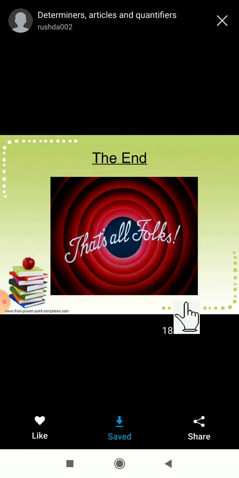So we explained all of these, and once again we took the revision. Hope you all understood. What you have to do is write down two examples of each determiner: article, then demonstrative, then possessive, and quantifier. You have to write two sentences for each and send them through WhatsApp.